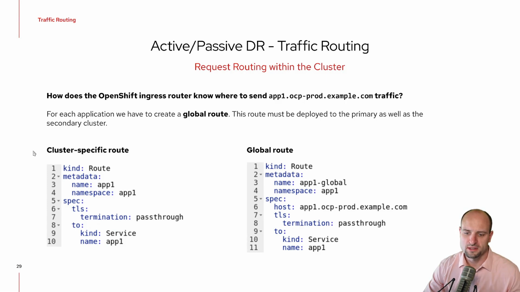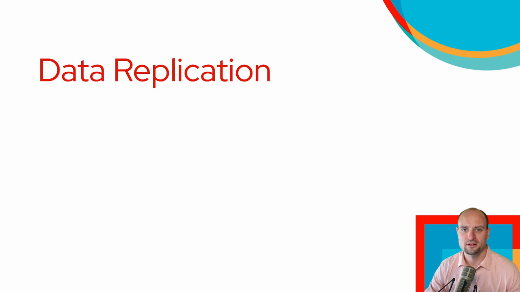The first route is a cluster-specific route. This route allows to forward requests which include the domain of the cluster in the destination hostname. And the second route is a global route. This route allows to forward the requests which use the global hostname as their destination. And with that, follow me to the next part of the presentation, which focuses on data replication.